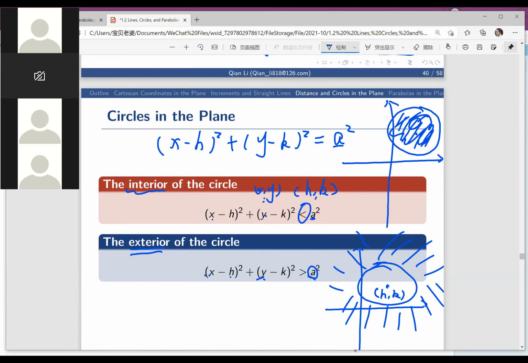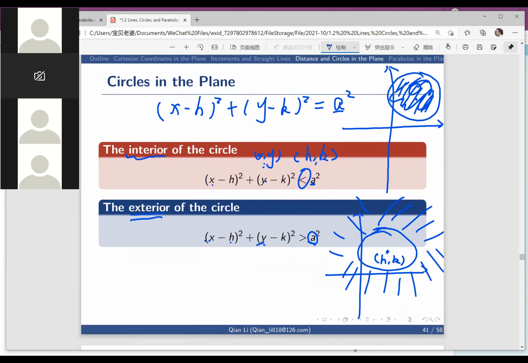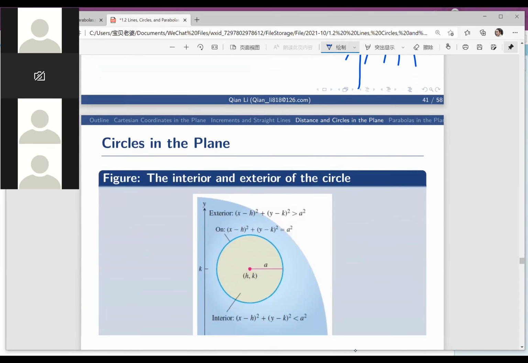This will be the exterior of the circle. Okay, this is the interior and the exterior of the circle.